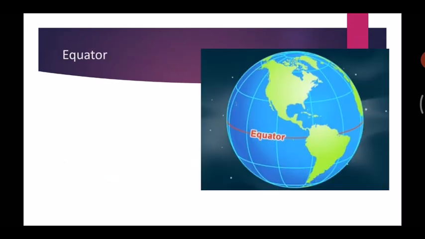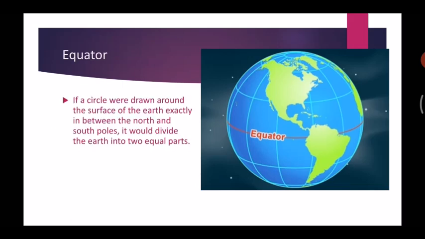Now let's understand the term equator. If a circle were drawn around the surface of the earth in between the north and south poles, now what we learned, what are north and south poles?